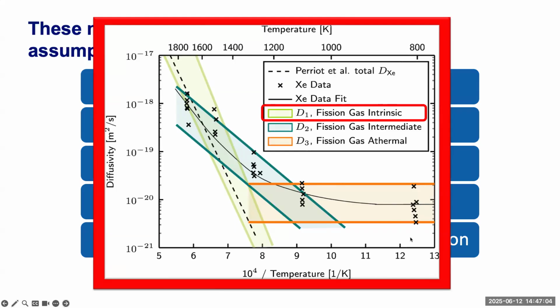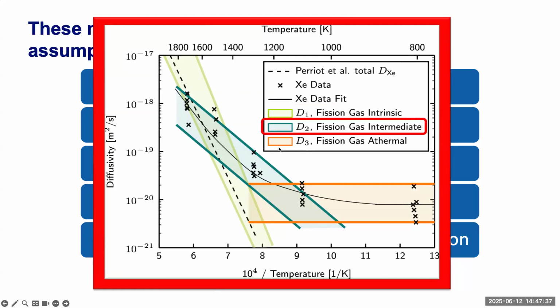Each of these sections of diffusivity can be segmented into regions. Starting off first here, we have the fission gas intrinsic region. This region highlighted here in green is essentially a high temperature region. So the diffusion rate, or how quickly the gas atom is moving from the grain to the surface of the material, is going to depend only on temperature in this regime.